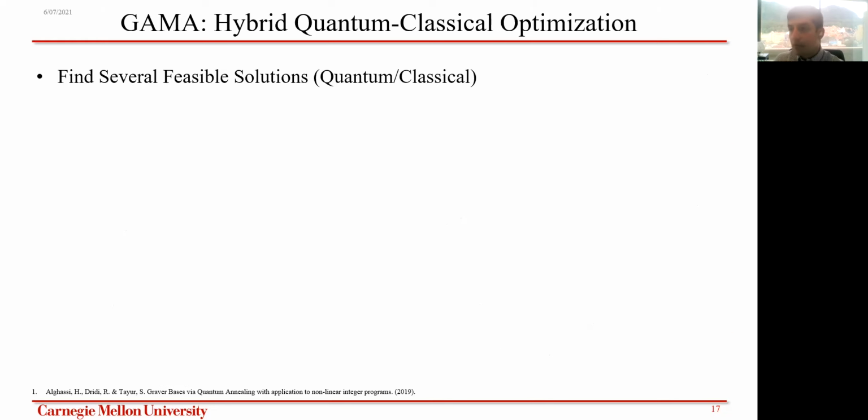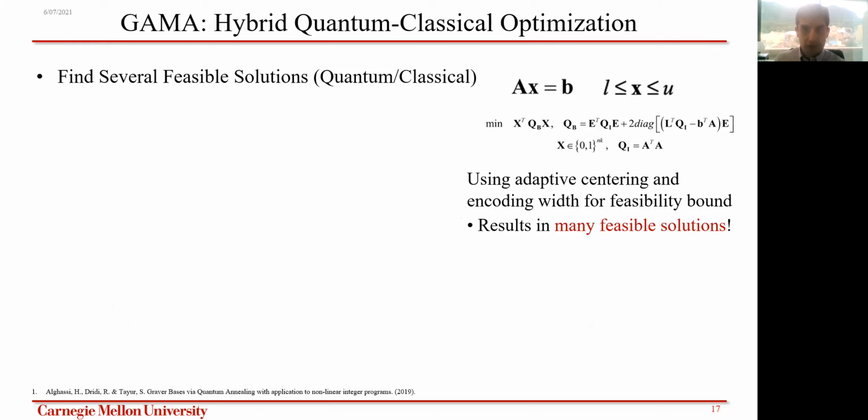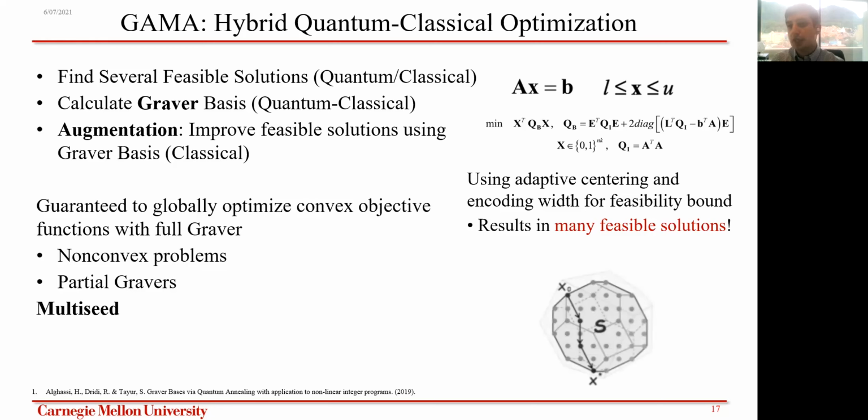Let me summarize it. We find several feasible solutions classically or through quantum methods. Through quantum methods is just you have AX equals B, quote unquote, you do the norm of AX minus B squared, and that's going to be your QUBO, and whichever solution has an objective of 0 is going to be a feasible solution. And this can be adapted depending on the precision. Then calculating the Graver basis is done with a hybrid quantum-classical algorithm. And the augmentation steps are done classically. Given that these only have guarantees for convex objective functions, in order to deal with non-convex problems and partial Graver bases, which we might be interested in finding, we use a multiseed or a multistart version in order to get convergence, right? And this ends up being GAMA.